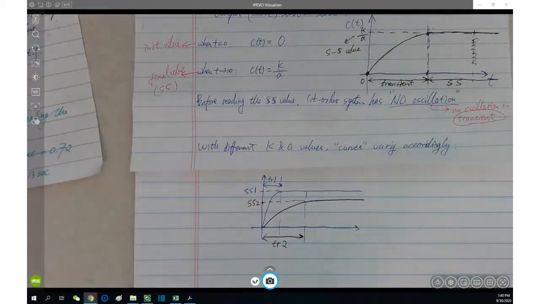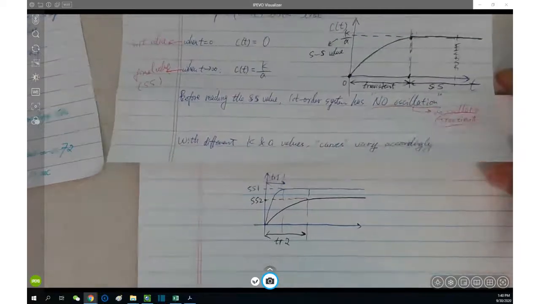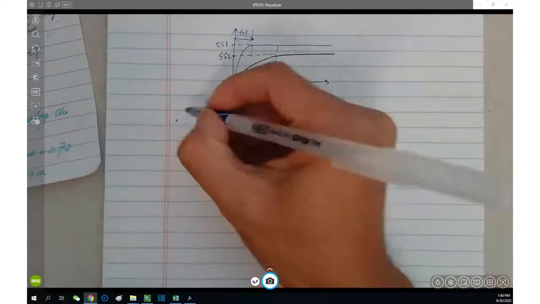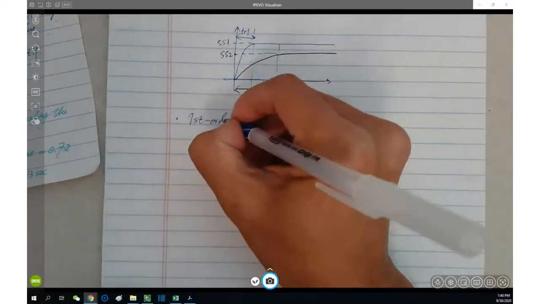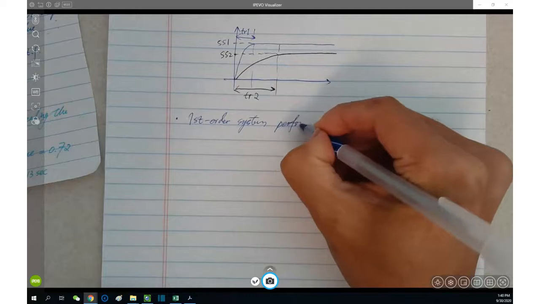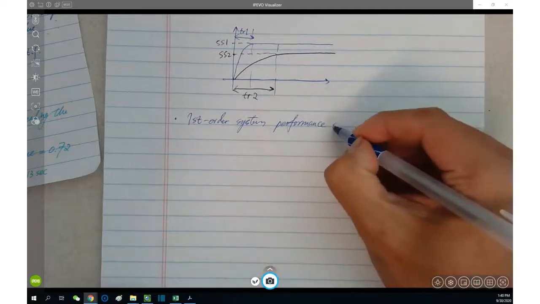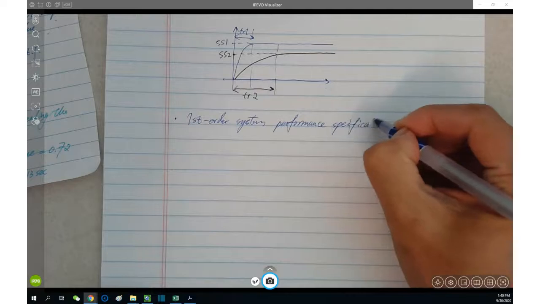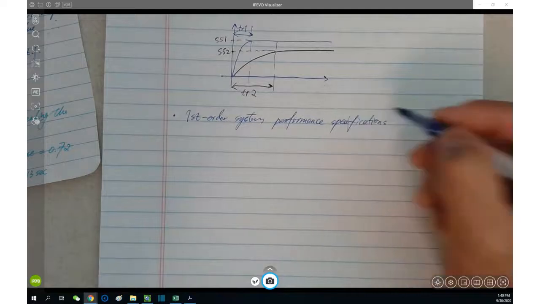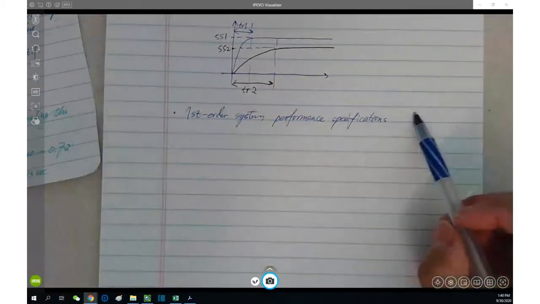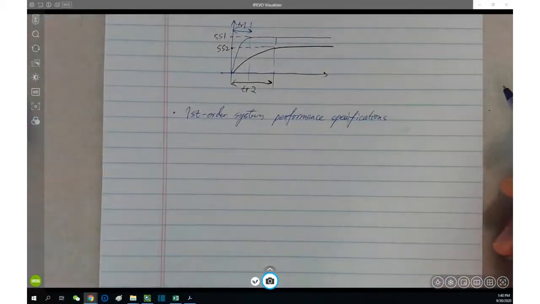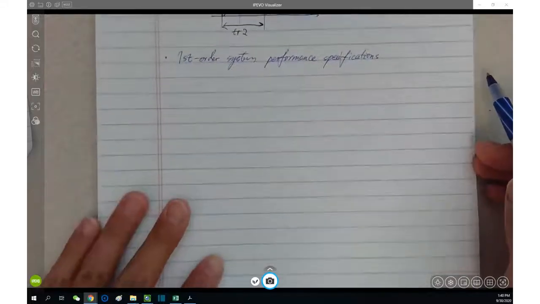Now let's learn something more specific. First order system performance specifications. This is where we're going to have calculations. Okay, so how we conduct the calculation here? It's based on the definitions of everything.